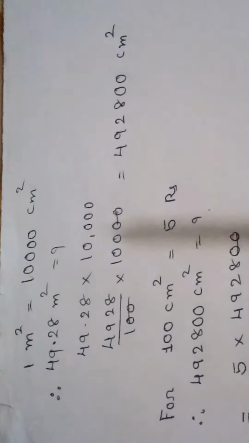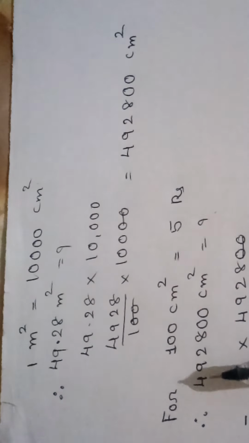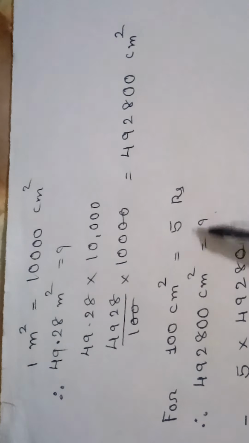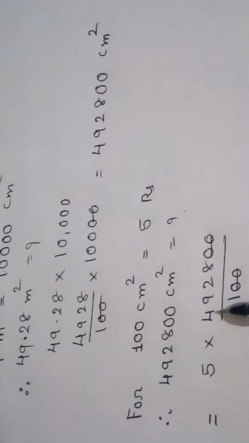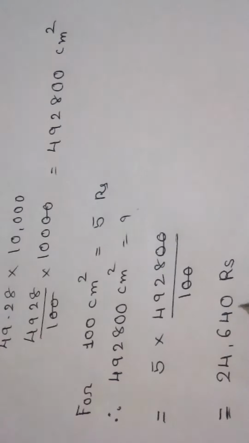is 492,800 centimeter square. Now here the cost of painting is given as 5 rupees for 100 centimeter square. So 492,800 centimeter square is equal to how many rupees? Cross multiplying, so 5 into 492,800 upon 100, 100 will get cancelled. Multiplying 5 with 4928, we get the answer 24,640 rupees. That means to paint the dome, the cost is 24,640 rupees.